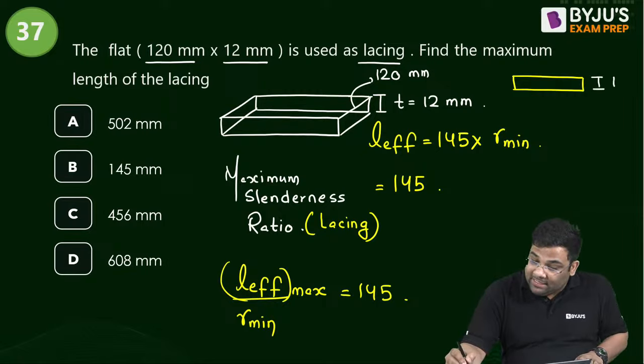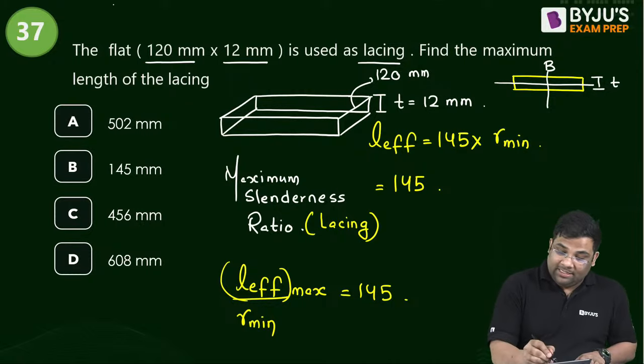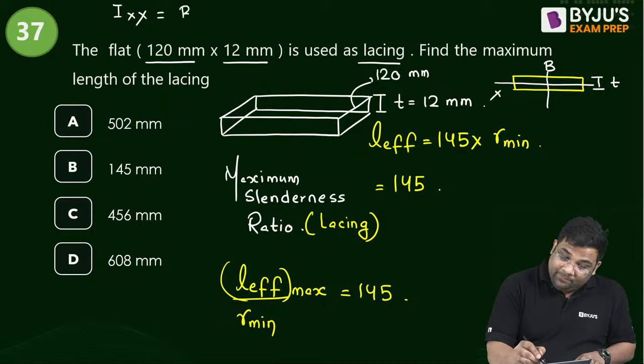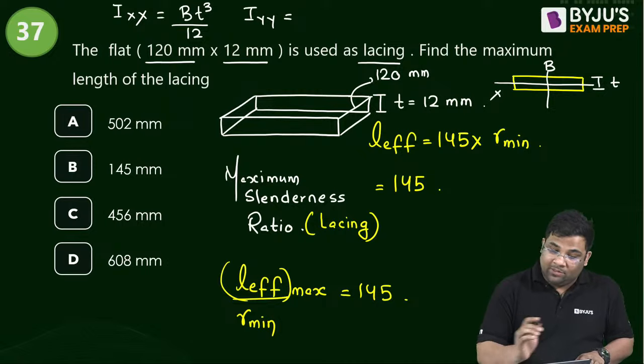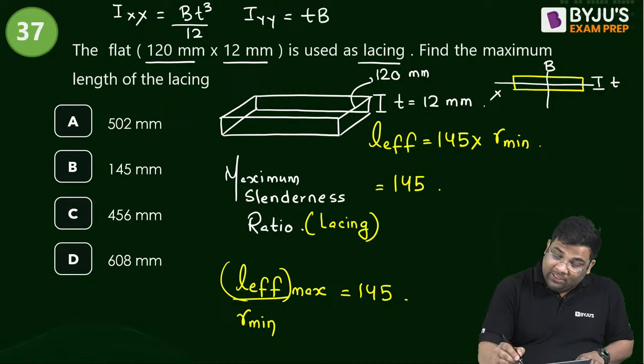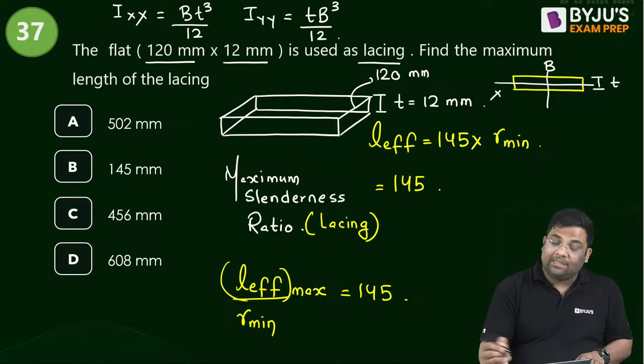So this is the thickness and this is the B. So you see, I will get 2i, right? Okay? So I can say Ixx, this is x. Ixx will be what? Bt cube by 12. And what will be Iyy? Sorry, I wrote it wrong. It will be Tb cube by 12, right?